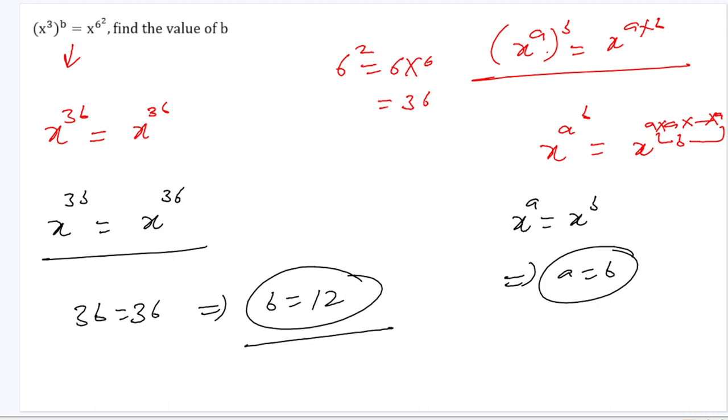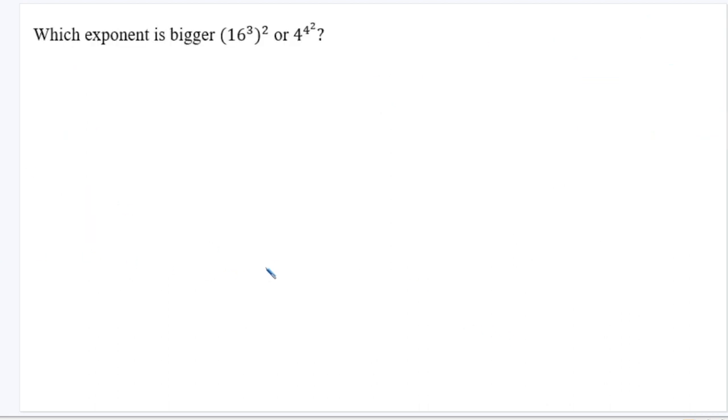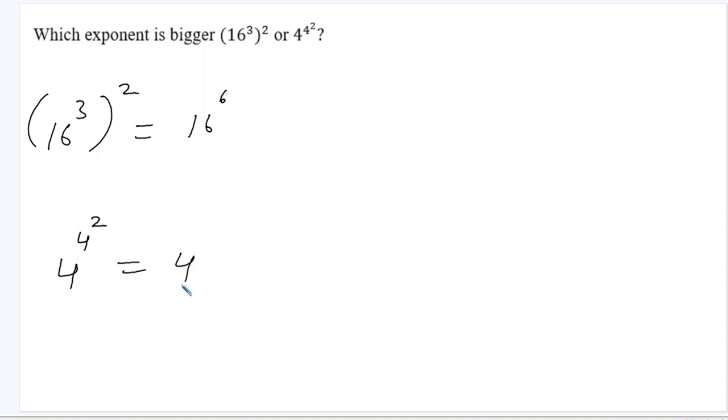Okay, moving to the next one. This is about which exponent is bigger. Let's check both of them individually. 16 to the power of 3, whole to the power of 2. This one is the same as 16 to the power of 6. Okay. Now the next exponent is about 4 to the power of 4, to the power of 2. This one is the same as 4 square. 4 times 4 is 16. Okay. Now, to compare two exponents, I need to have the bases of the two exponents equal.